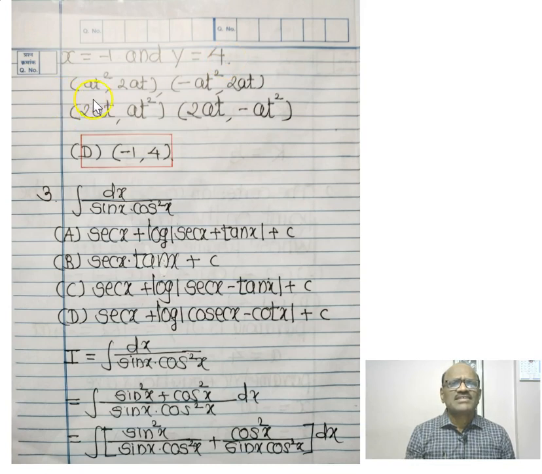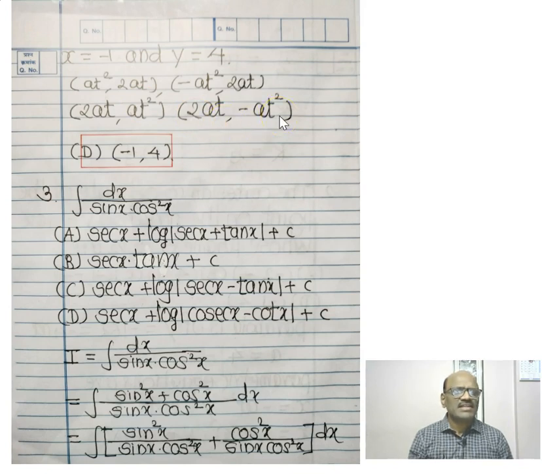But these are at square and 2at, minus at square and minus 2at. What are these? These are the parametric equations of the parabola. This is the first parabola, which is y square is equals to 4ax. This is the second parabola, that is y square is equals to minus 4ax. What about this? This is the parabola of the form x square is equals to 4ay. And again here, x square is equals to minus 4ay.